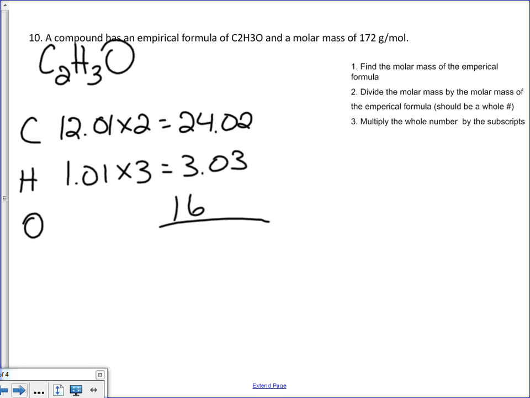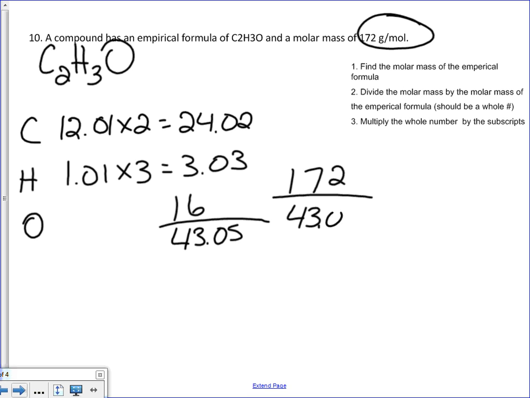So multiply all that out. Now I add them up, and I get 43.05. Divide the molar mass by the molar mass of the empirical formula. The molar mass that they give me in the problem is 172. This gives me 4. So now I'm going to multiply 4 times the subscripts in my original empirical formula.